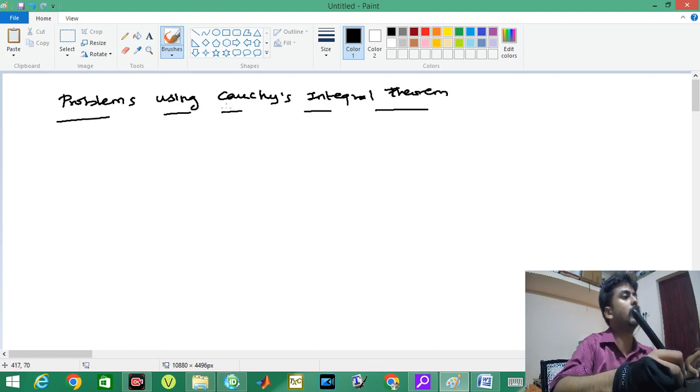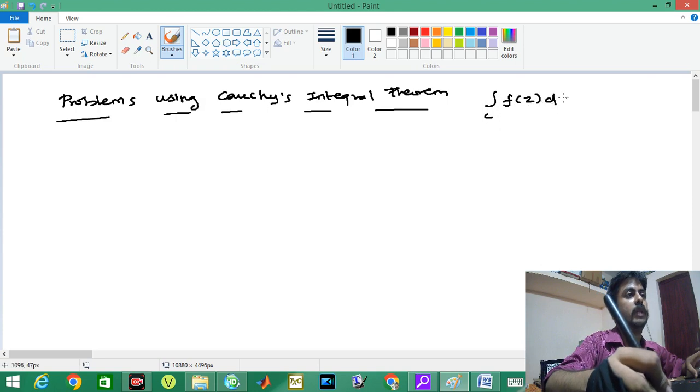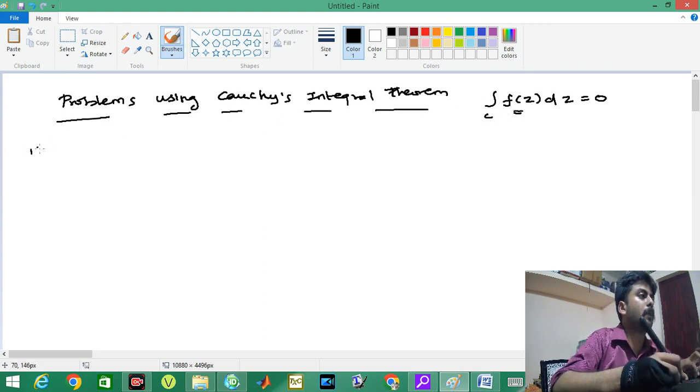Now we know what Cauchy's integral theorem says: integral over C of f of z dz will become 0 when f of z is analytic and its derivative f dash of z is continuous at all points inside and on the simple closed curve C. When those two conditions are satisfied, then we can simply say integral over C of f of z dz equals 0.